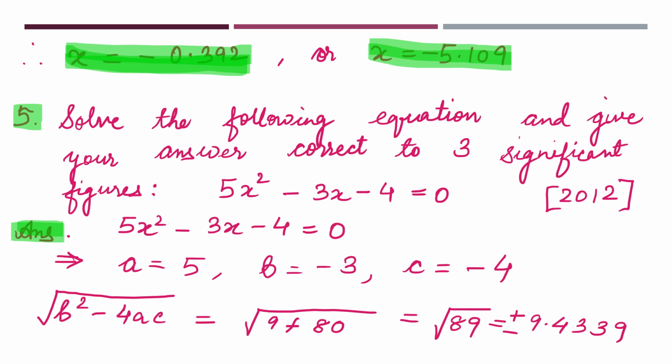Suppose this question has come in 2012. The question says 5x square minus 3x minus 4 is equal to 0, a is equal to 5, b is equal to minus 3, and c is equal to minus 4. So b square minus 4ac, root of b square minus 4ac is equal to plus minus under root of 89. Just before this slide we have solved what is root of 89. You can go through that, and the value of that is 9.4339.